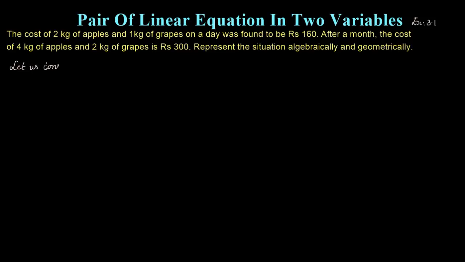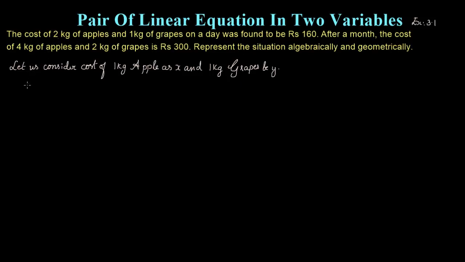consider the cost of 1 kg apple as x and 1 kg grapes be y. Okay, so this is our consideration. Now try to get the equation from the first sentence.